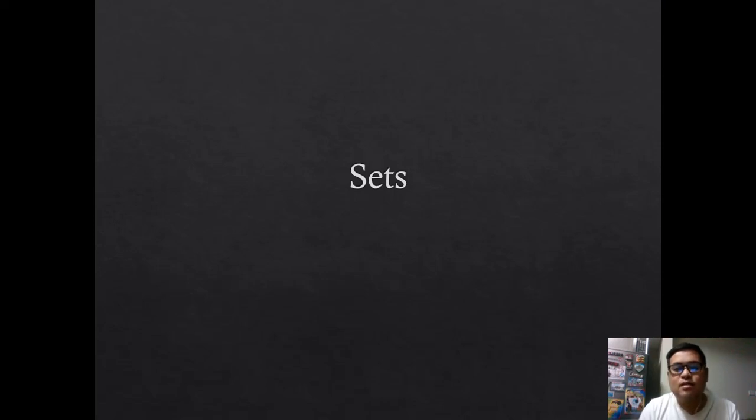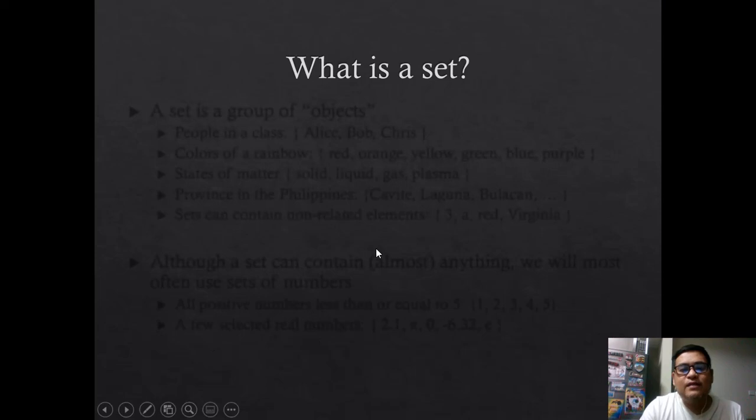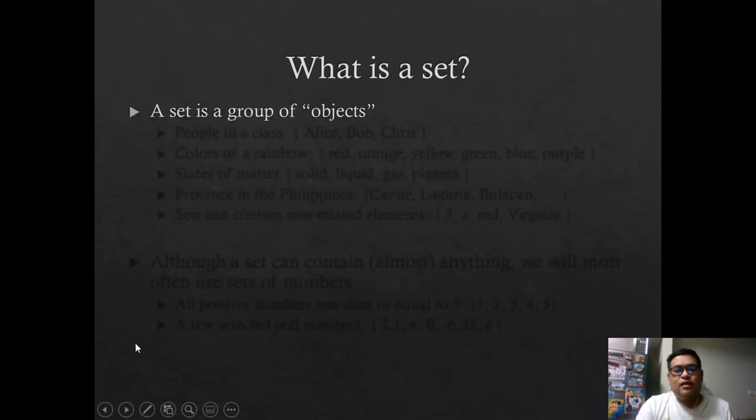So sets. Sets are concepts or lessons that you've been taking since you were in junior high school. Okay, so let us define set. The definition is: a set is a group of objects. Okay, a set is a group of objects.